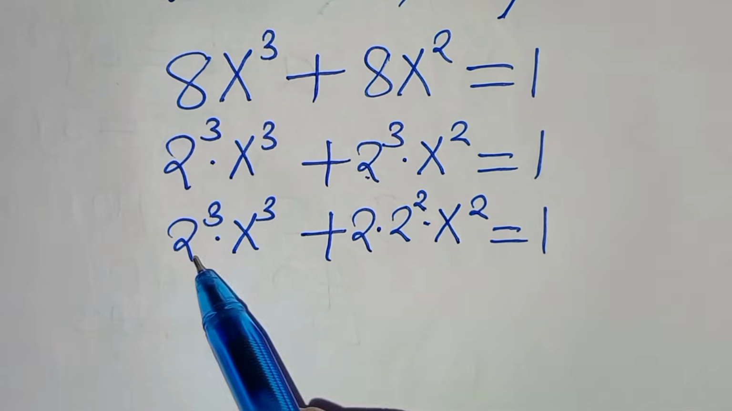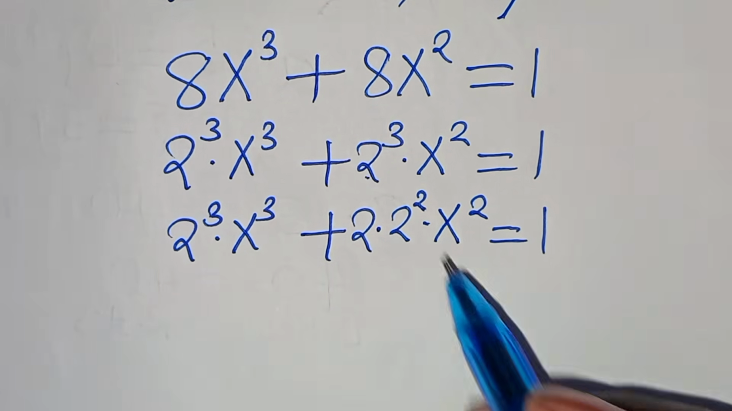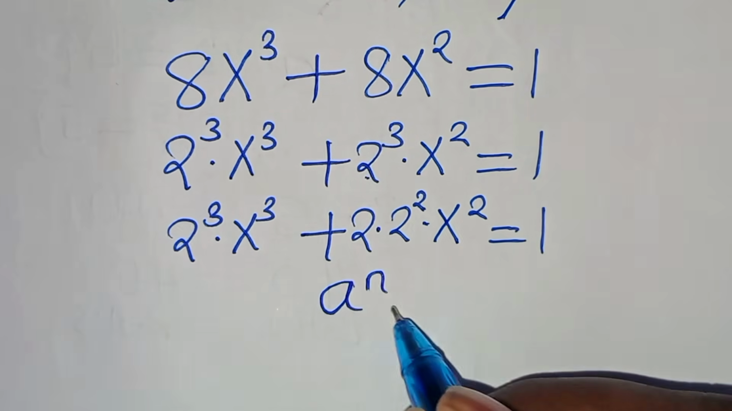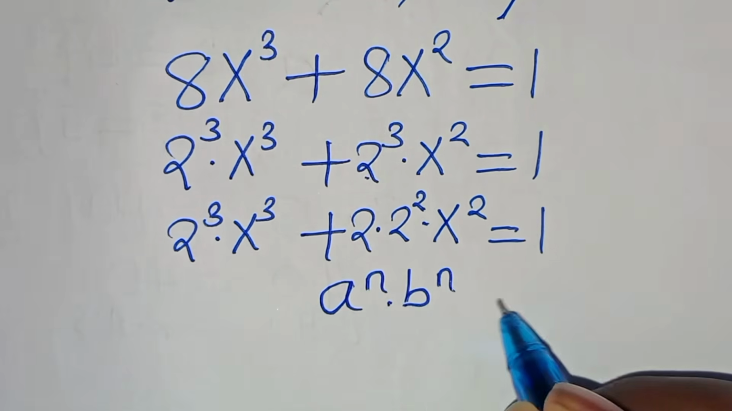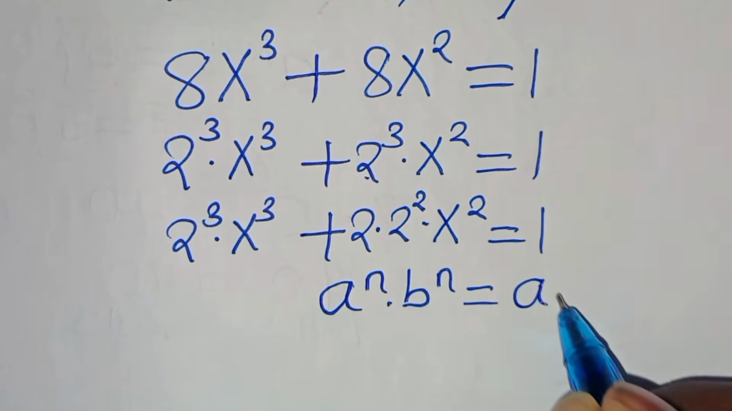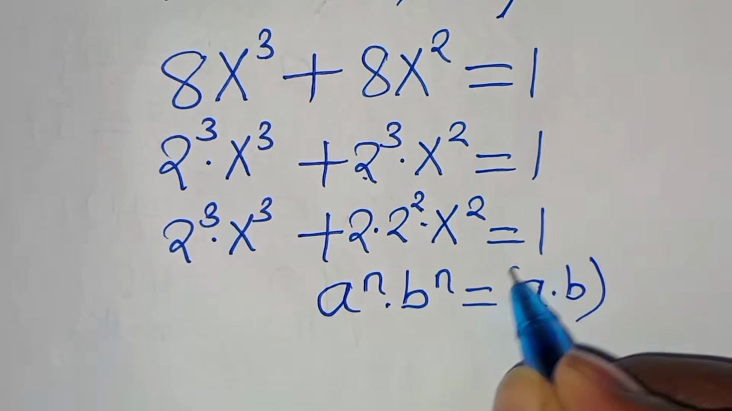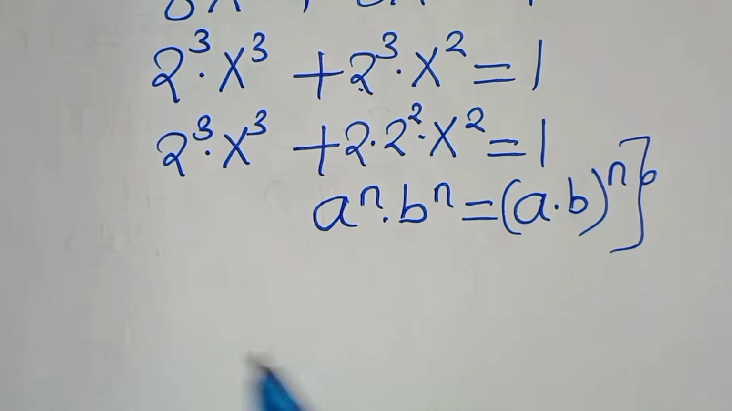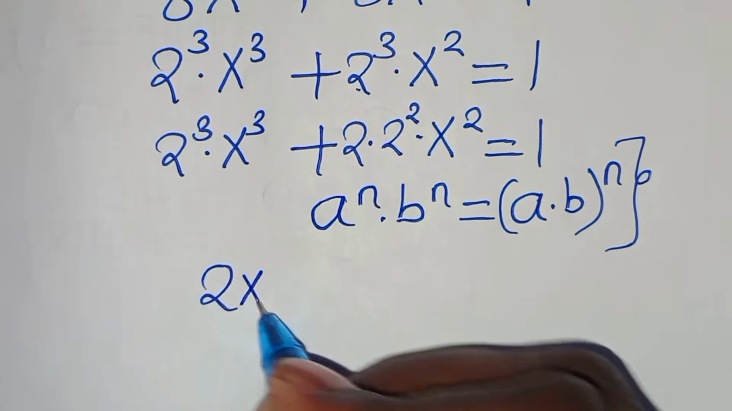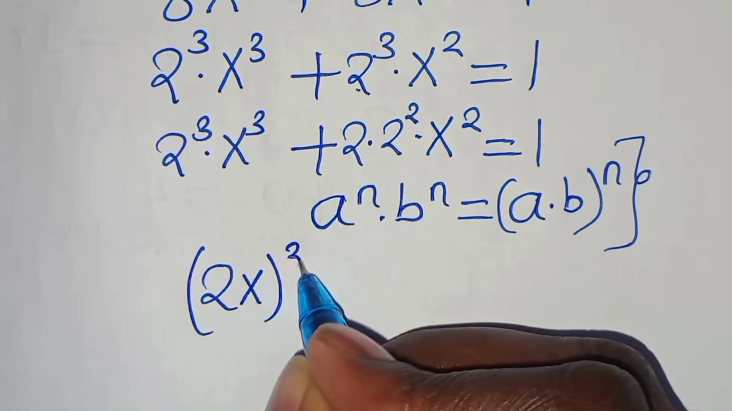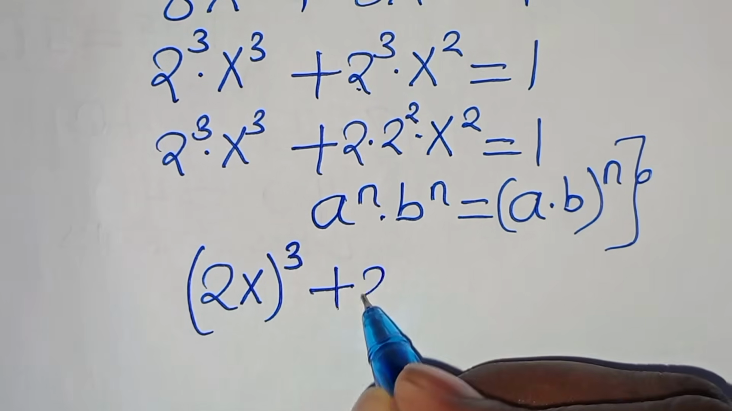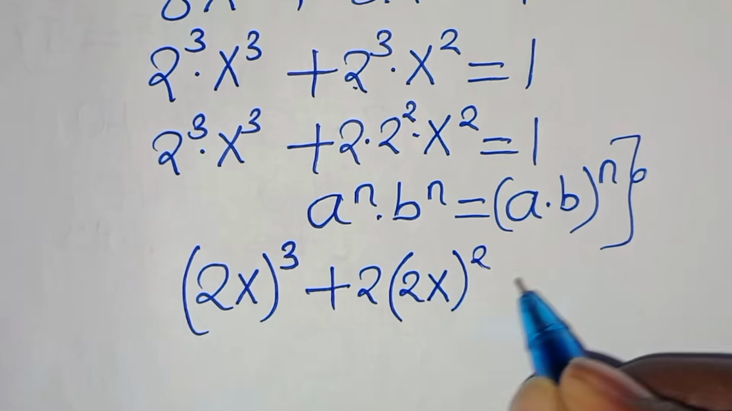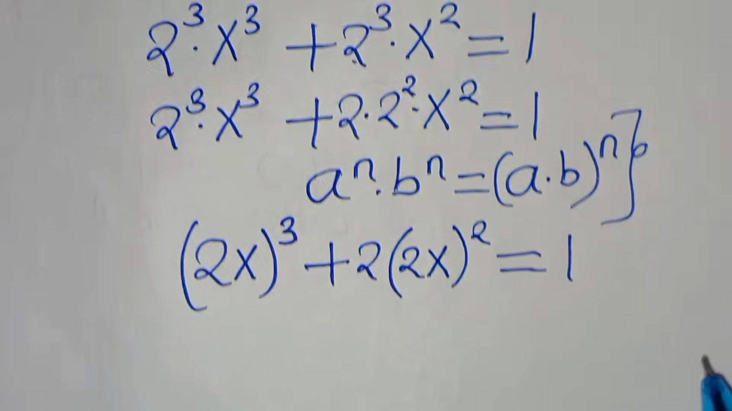The next step is that 2 to the power of 3 times x to the power of 3 and 2 to the power of 2 times x squared are in the form of a to the power of n multiplied by b to the power of n, which can be expressed as a multiplied by b raised to the power of n. Applying this exponent property, we have here 2x raised to the power of 3, then plus 2 multiplied by 2x raised to the power of 2. This is equal to 1.